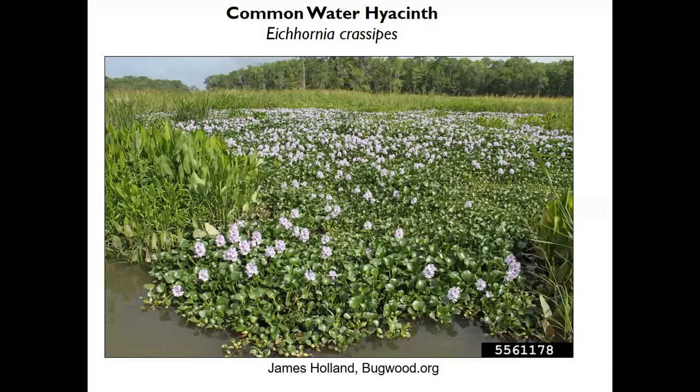Common water hyacinth is a free-floating aquatic plant that has invaded aquatic areas throughout our eastern and southeastern United States. It has showy purple-blue flowers borne on upright spikes. It reproduces mainly by vegetative means and can invade rivers, ponds, lakes, and other types of habitats. It can form dense mats of floating vegetation that can double in size in 2 weeks during the growing season.